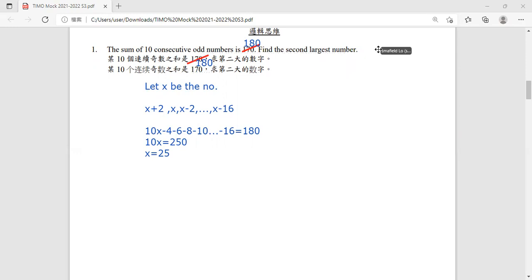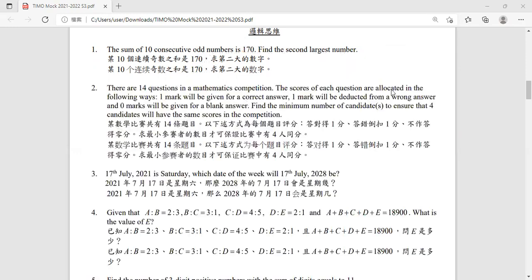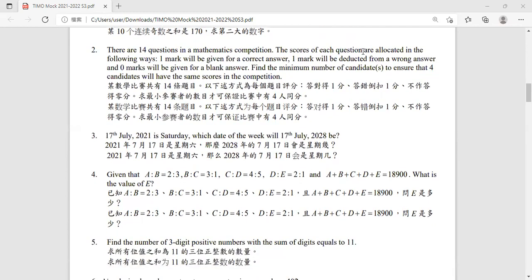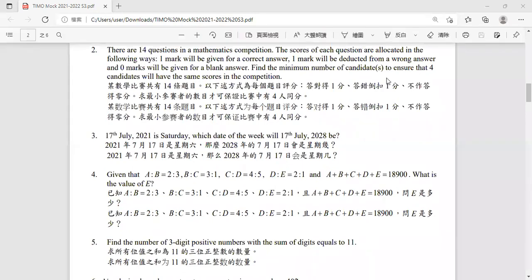Okay, question 2. Now, there are 40 questions in a mathematical competition. The scores of each question are allocated in the following ways. 1 mark for a correct answer, and minus 1 mark for a wrong answer, and 0 marks for a blank answer. Find the minimum number of candidates to ensure that 4 candidates will have the same scores in the competition.